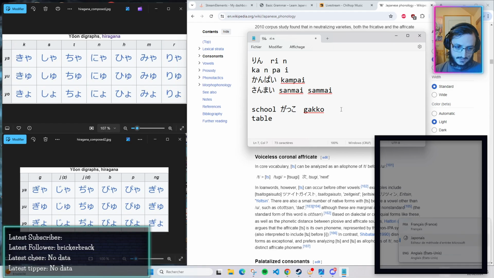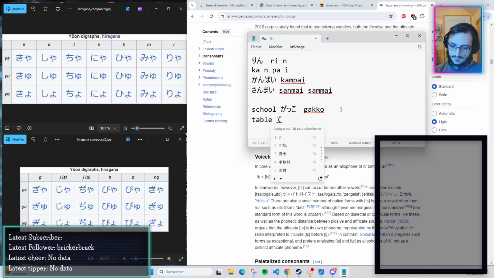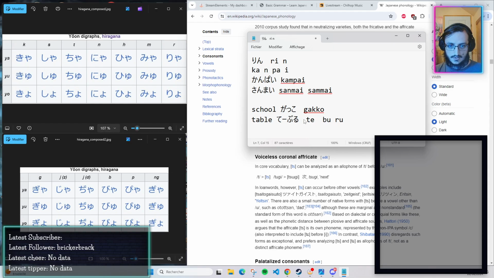So table is in Japanese teburu. Teburu. So this is the hiragana way. Te, stroke, bu, ru. In the Romanized way, it's te, bu, ru, and the little stroke will a bit like the little tsu. The little tsu doubles the consonant that is following.